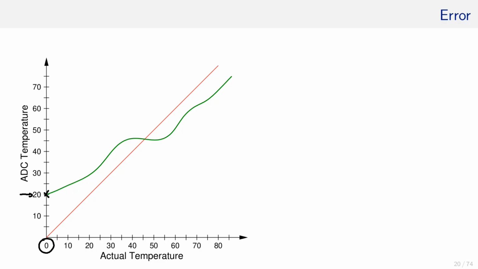At about 45 degrees, the measured temperature is quite accurate. But that is all about it. On average, it could be said that the error is maybe ±20 degrees Celsius, which renders the sensor useless for many projects. What can we do about the accuracy? And are there ways to improve it at least a little bit?